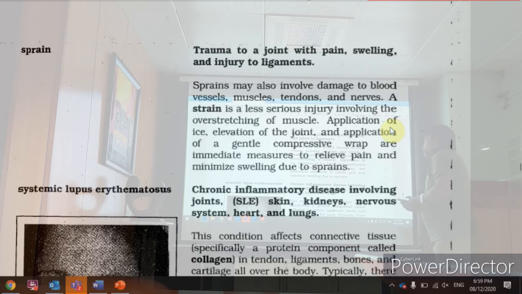Alright. Sprain, okay, two more: sprain and strain. Strain is muscle strain. Sprain is just trauma to the joints, which can happen, with swelling. Simple application of ice and elevation of the joint is enough.